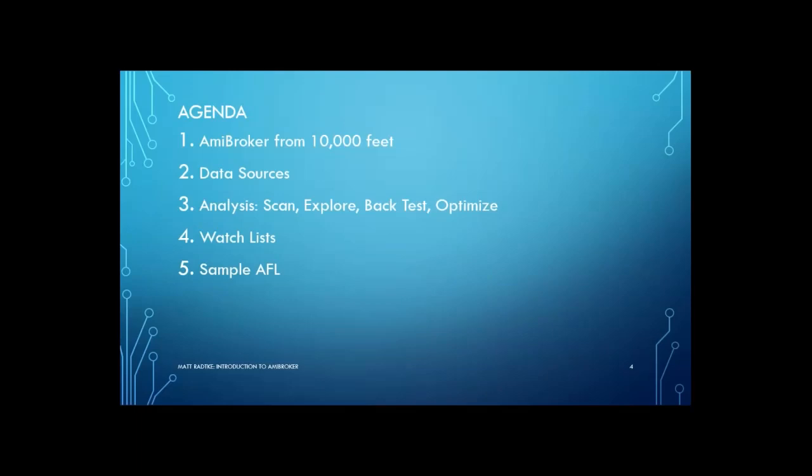So our agenda for tonight, we're going to take a quick look at AmiBroker from a very high level. That's my 10,000-foot view. We're going to talk about AmiBroker data sources, and then we're going to jump into the different kinds of analysis that you can do with AmiBroker, and those are referred to as scan, explore, backtest, and optimize. We're going to talk a little bit about watch lists because that's an important consideration when you're doing backtesting, and then we're going to look at some sample AFL.